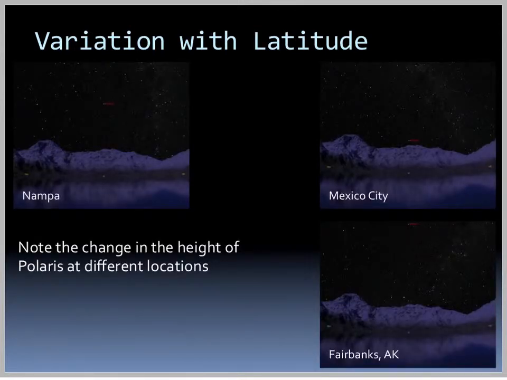And here I have a picture using some planetarium software of what the sky looks like in several different places. You can't really read it on here, but in this picture, the star that has the label next to it is Polaris. We see how high Polaris is. It's about 45 degrees above the horizon in Nampa. Whereas if we go over here to Mexico City, Polaris is much lower in the sky. Or up north to Fairbanks, Alaska, Polaris is much higher in the sky. So Polaris changes height at different locations on the Earth.